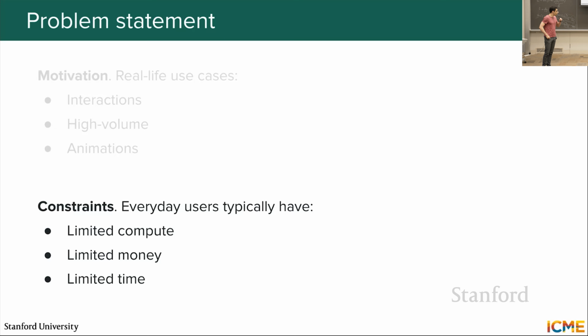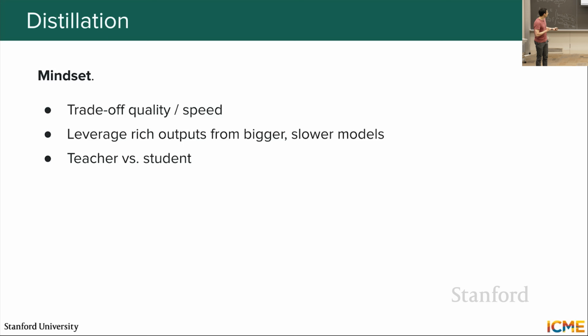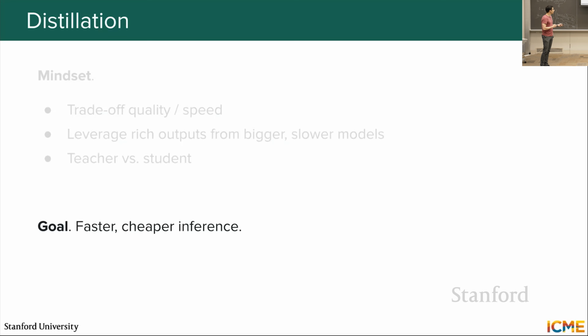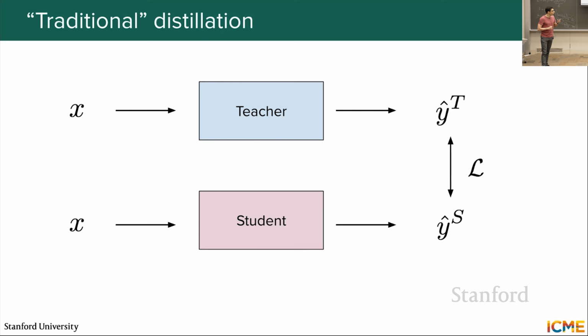And then all of these are, of course, linked to properties that we care about as everyday users. So we don't want to spend a lot, and we don't want to spend resources inefficiently. And if I was to tell you about distillation in the traditional world, you would typically see something that looks like this.